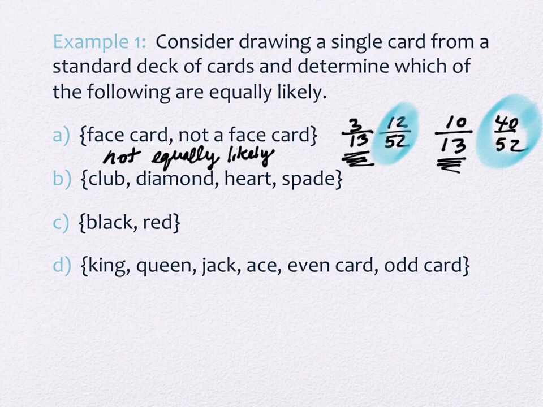How about clubs, diamonds, hearts, and spades? Well, again, you can count if you want to. How many clubs are there? There are 13 out of 52. How many diamonds are there? 13 out of 52. Hearts are 13 out of 52, and spades are 13 out of 52. So you could do that. Or if you want, you could write down 1/4, 1/4, 1/4, 1/4, because that's what they reduce to. Either way's fine, I don't care. Are these equally likely? Yep. These are equally likely.